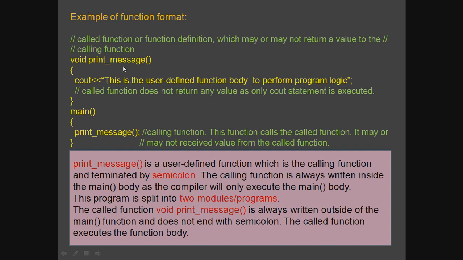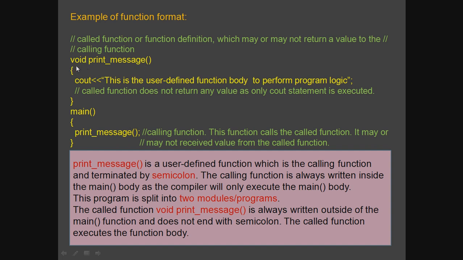Clear? So that's why there is a necessity to split the program into multiple sub programs, or modules, so that it will be able to execute the programs individually. Whichever program needs to be executed, only that will be called, that will be invoked by the main function. Clear? So here the calling function is invoked by the main function, and this calling function will call this function, that is this void print message.